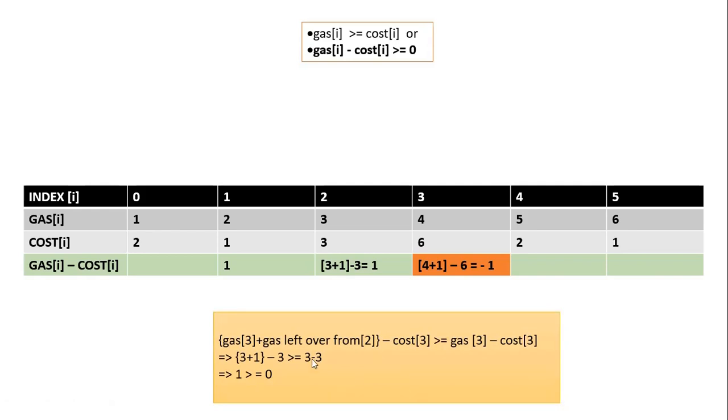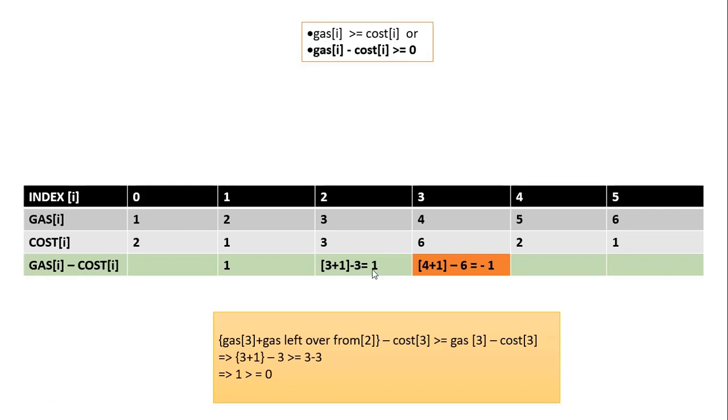Hence, this means that even if you start at the third station, which is at index 2, then the value of the difference between gas and cost, that is the total value, will still be negative. Hence, there is no point of considering the third station. Rather, you can simply move on to the next station, which is at index 4.